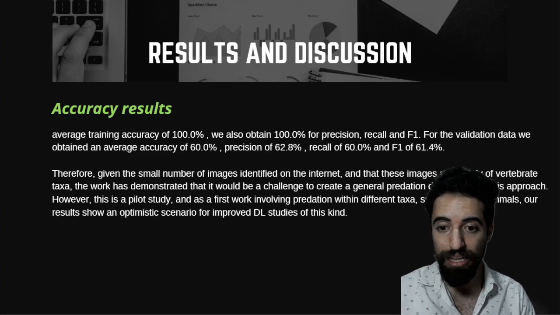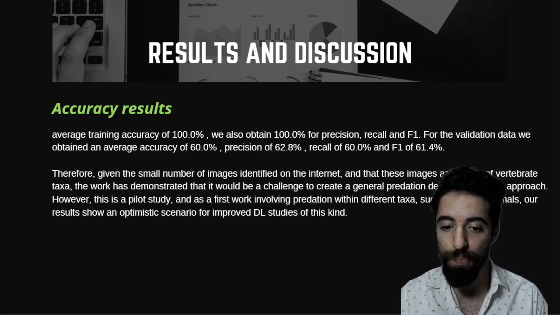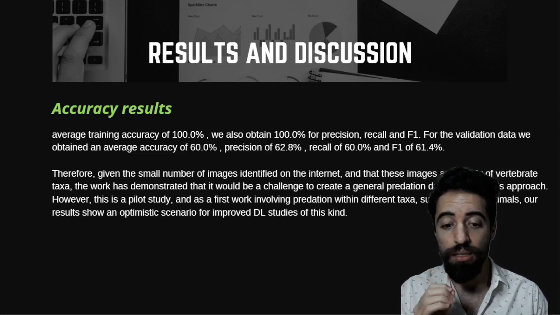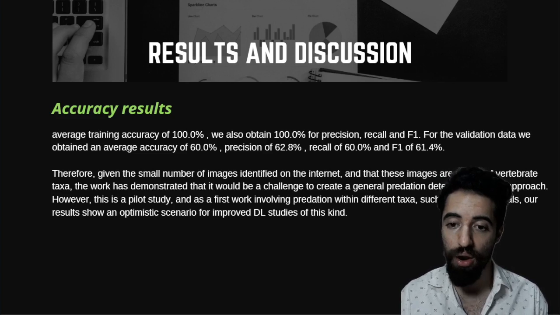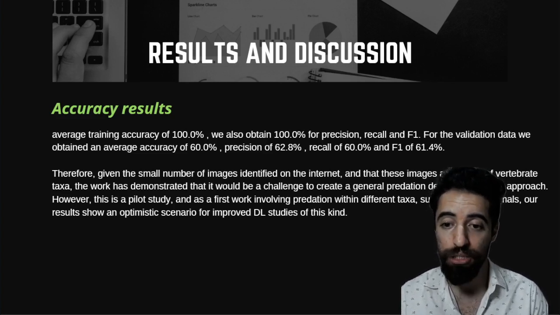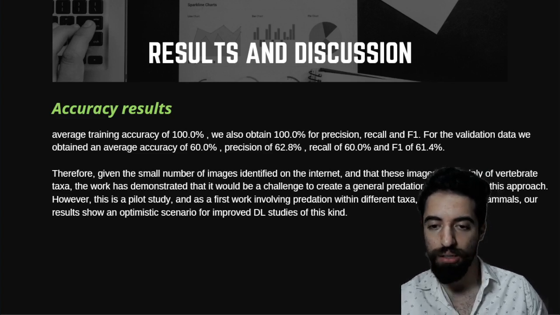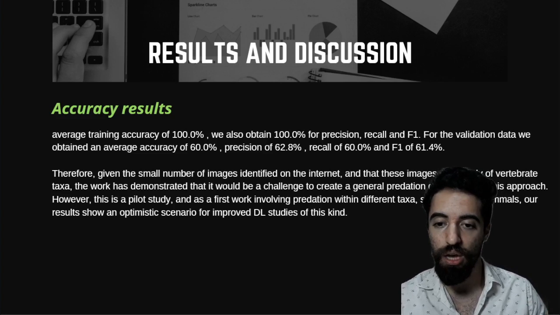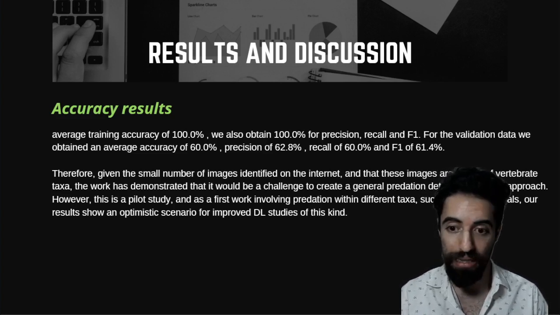Meaning, when we see the validation dataset, overfitting happened, but this is a pilot study and it shows the feasibility of using that convolutional neural network architecture to detect predation. So we could detect predation, which shows the feasibility for a different taxa. When we look at the state of the art, the common one was the arthropods. So now we go into bigger mammals and mainly carnivores.